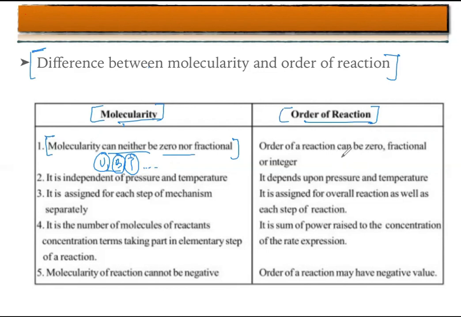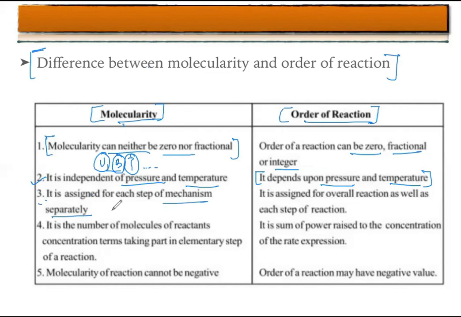Whereas for order of the reaction, as we have seen, zero order of the reaction is possible, and order of the reaction can be a fraction or integer. Next difference is molecularity is independent of pressure and temperature. Whereas the order of the reaction, as we have seen, depends upon the pressure and temperature.